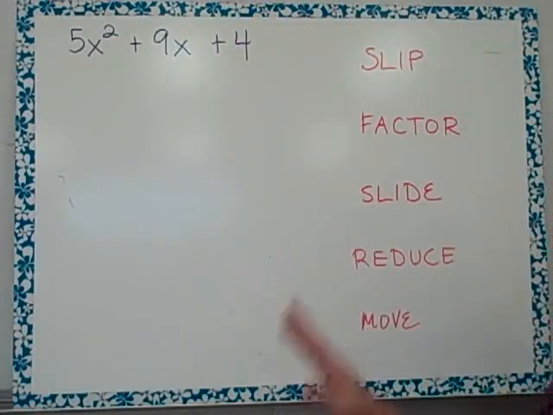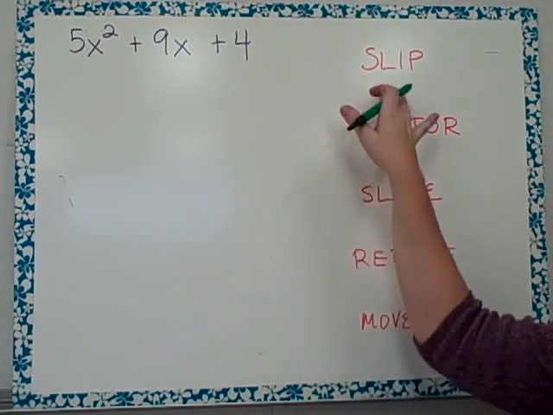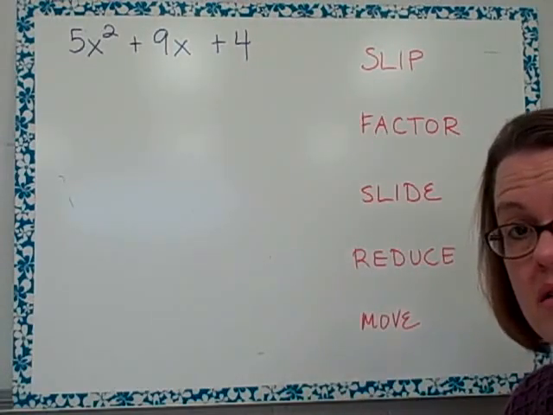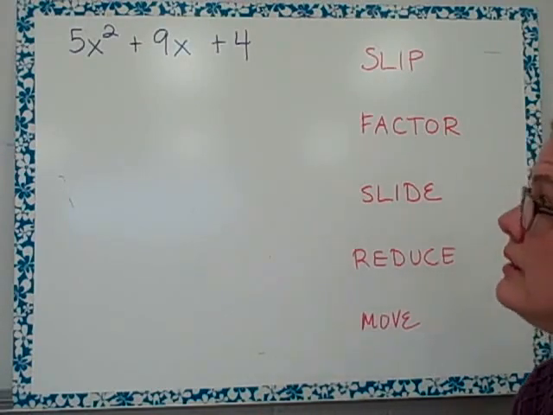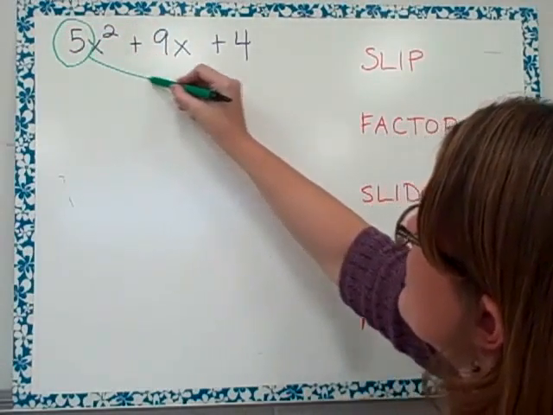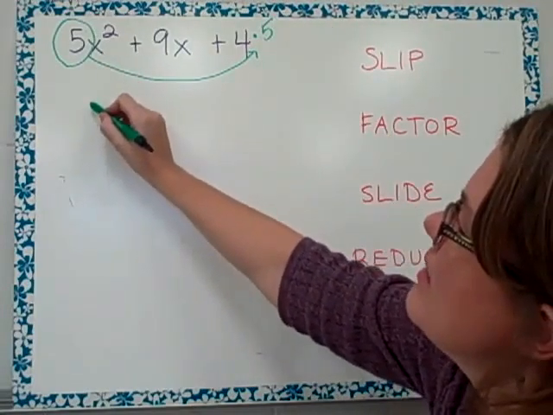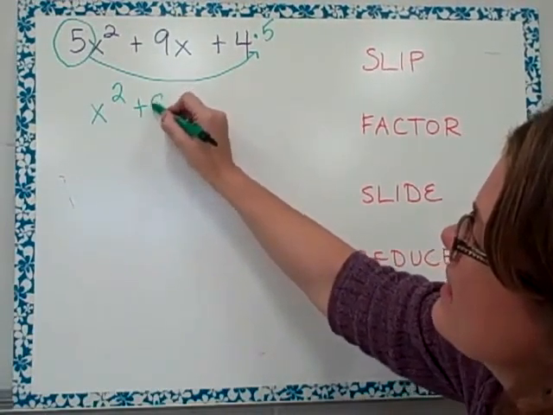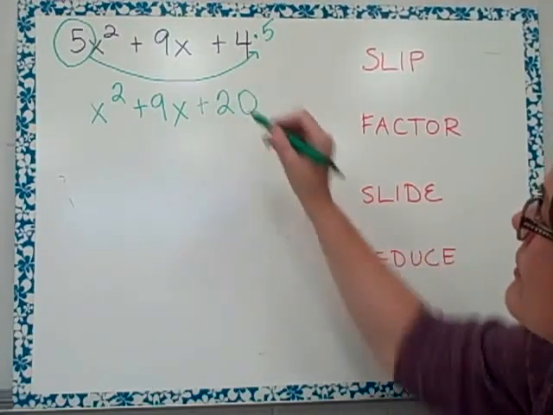The last example is 5x squared plus 9x plus 4. Step number 1 is to slip. You might want to pause the video and try it yourself and see if you can get all the way through before I work it out. In any case, I slip the 5. Notice I'm circling it, I'm showing myself what I'm doing, I'm writing it down. What's left would be x squared plus 9x. The only thing that changes is the 4 times 5 becomes 20.